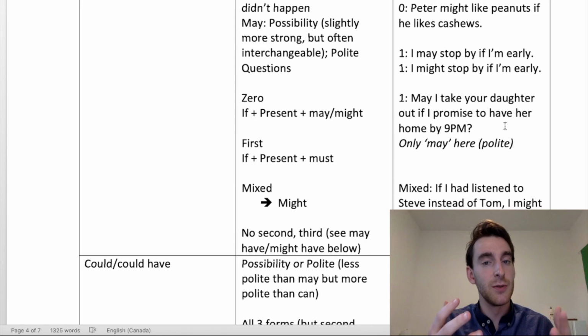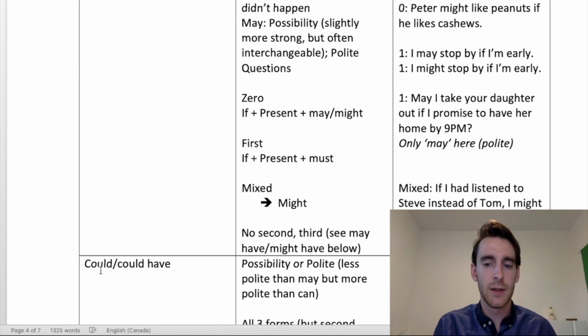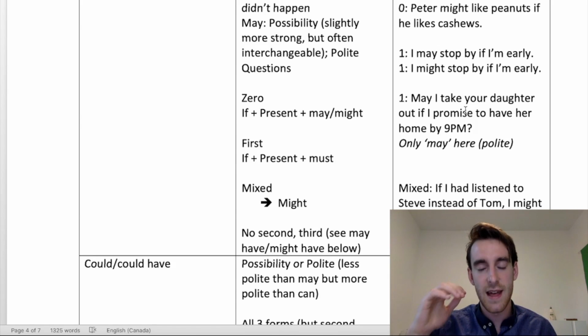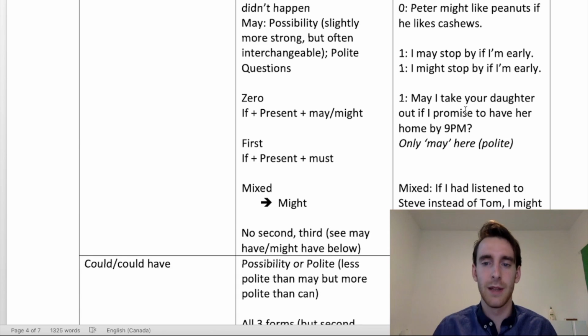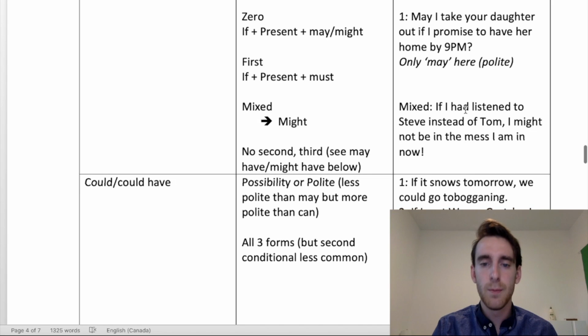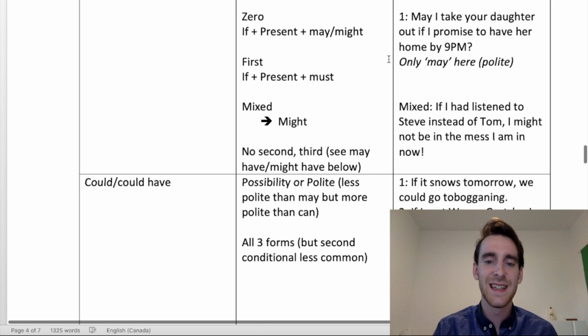You could also use could, which we'll talk about in a second down here. May, however, is the most polite, then could, and then can. Can's not really polite. May and could are both polite. May is just the really polite form. Now, you might use might in a mixed conditional.